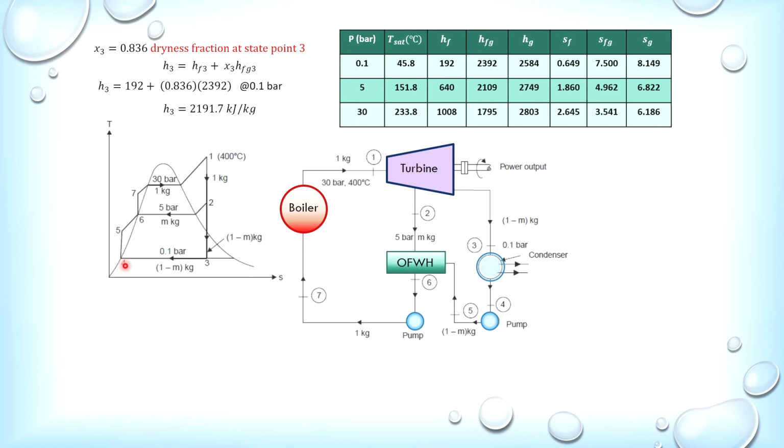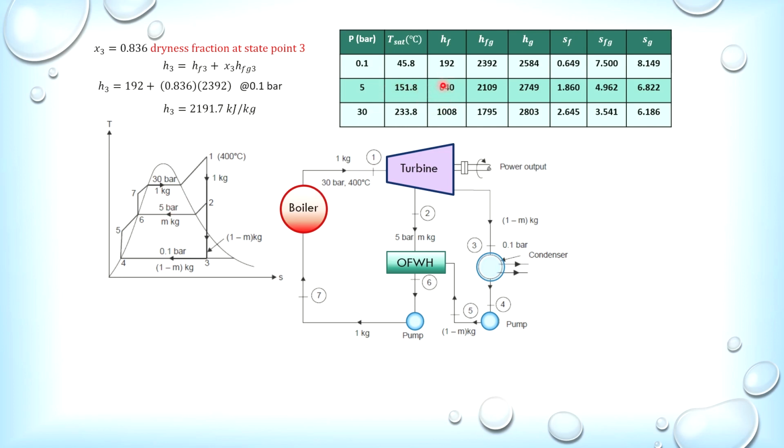When we look into the TS diagram, we know that point 4 and point 6 are sitting on the saturated liquid line. Therefore, H4 and H6 should be the enthalpy of the saturated liquid. So H4 refers to 0.1 bar, and H6 refers to 5 bar, which I have given here.